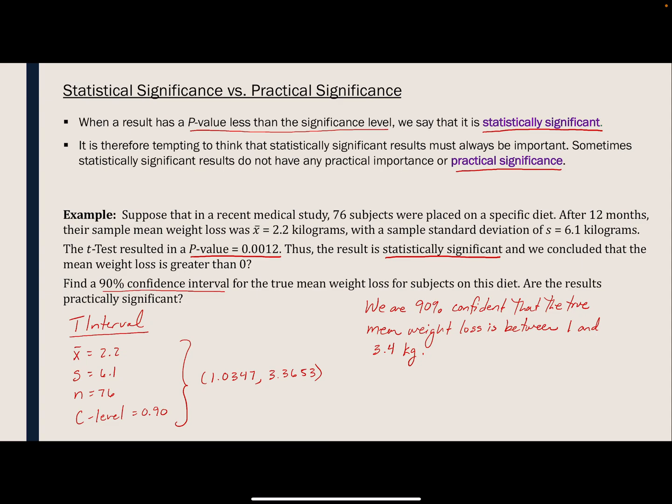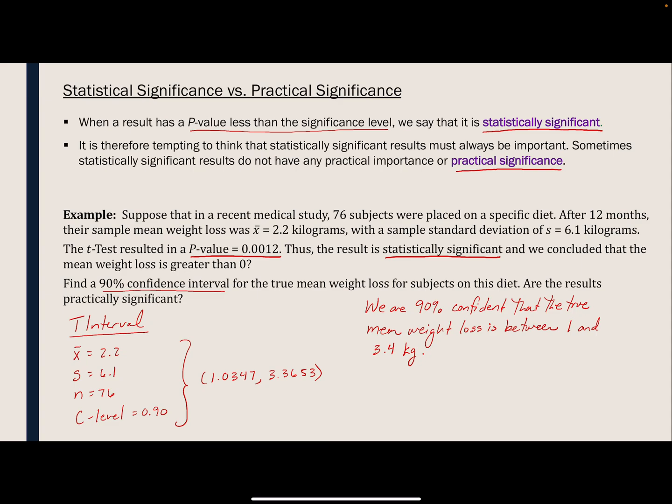So the question is, is this practically significant? Because there's about 2 pounds per kilogram. I think it's just over 2 pounds. So this is saying that this weight loss program is going to give a mean weight loss of anywhere between 2 pounds and about 7 pounds. Is that enough to act on?